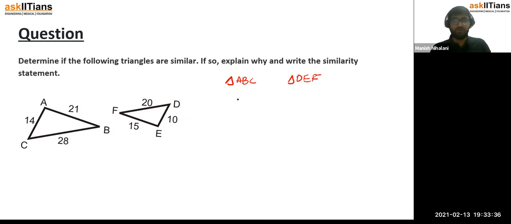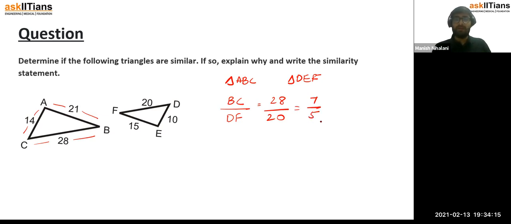Let's do this. Take the longest side in triangle ABC. Which is the longest side: AB, BC or AC? We can clearly see that it is BC. Now take the longest side in DEF, which is DF. So BC by DF. The length of BC is given as 28 and the length of DF is 20. So the ratio is 4 sevens are 28 and 4 fives are 20, that is 7 by 5.